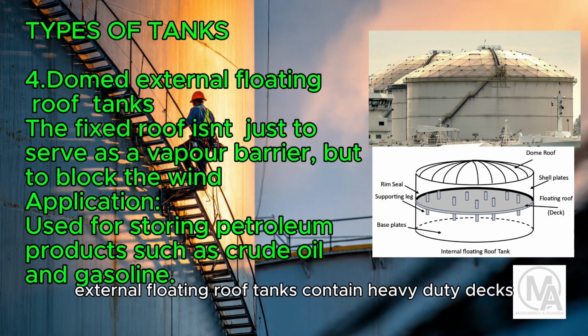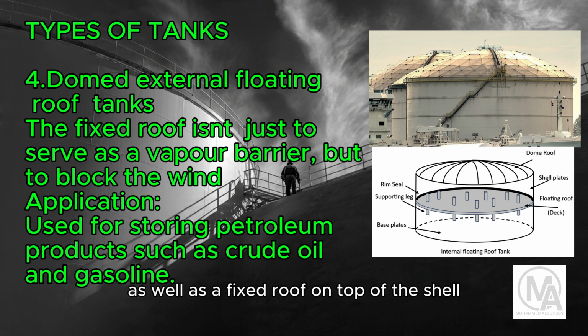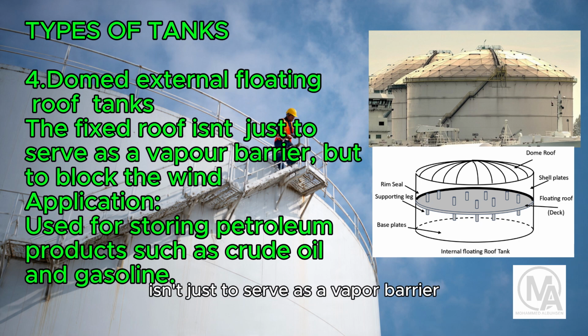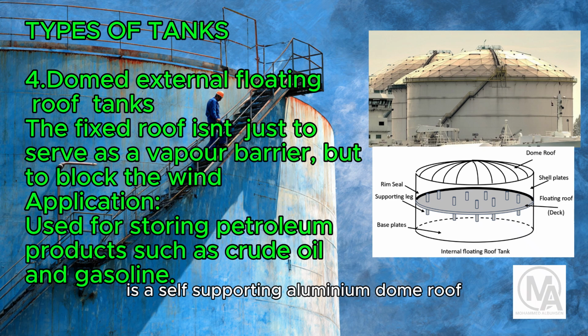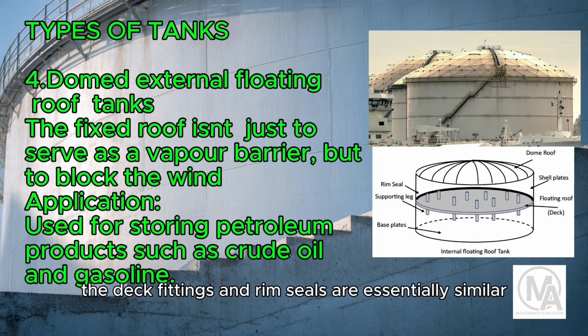Domed external floating roof tanks contain heavy-duty decks as well as a fixed roof on top of the shell. Fixed roofs often lead in domed external floating roof tanks. The purpose of the fixed roof isn't just to serve as a vapor barrier, but to block the wind. Another very popular kind of fixed roof is a self-supporting aluminum dome roof, which is fastened. They are freely ventilated, much as the internal floating roof tanks. For external floating roof tanks, the deck fittings and rim seals are essentially similar.